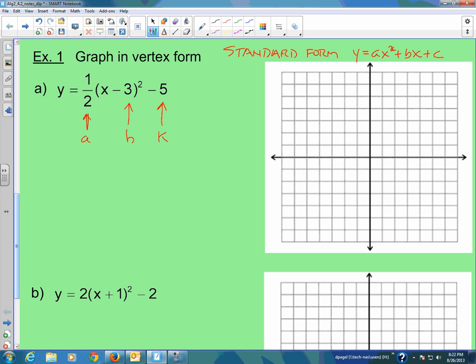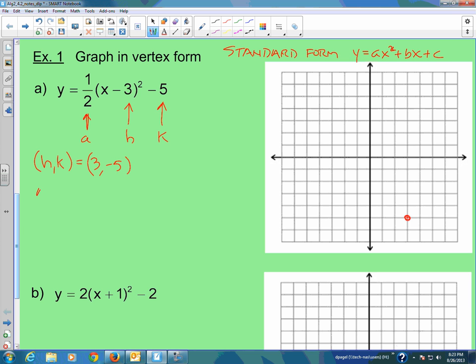From that, we know that our vertex, this coordinate h, k, is going to be 3, -5. We should probably start by plotting that point. So go right 3, down 5, and there's the vertex of this parabola. I know that my a is 1/2, which means it's positive, so my graph is going to open up from here.